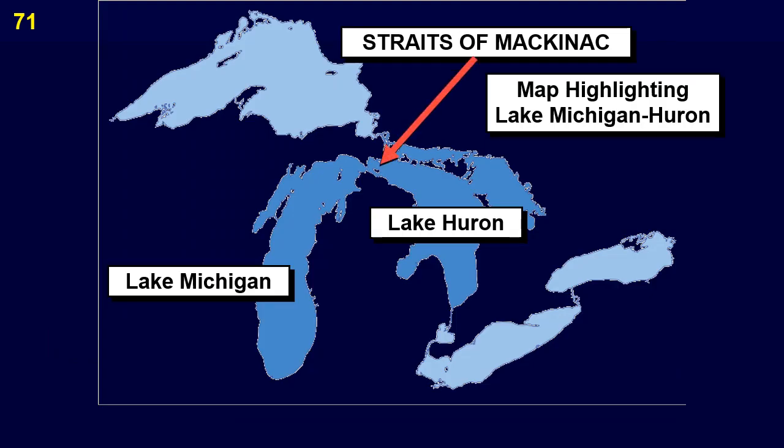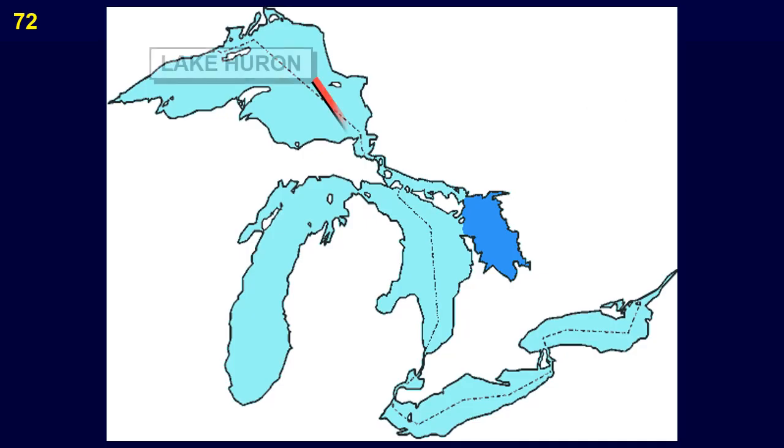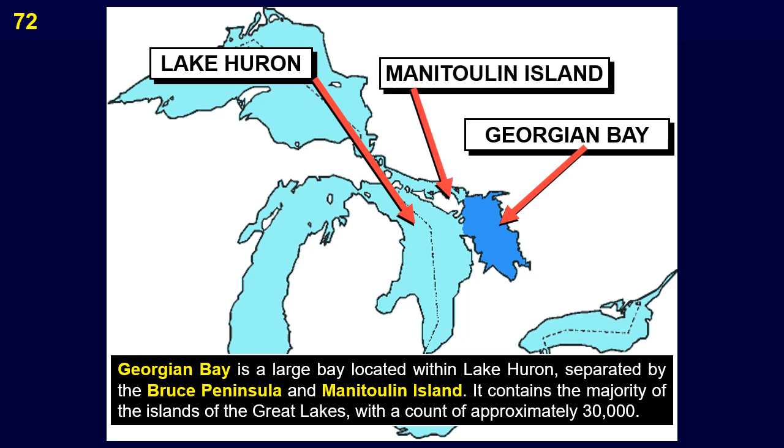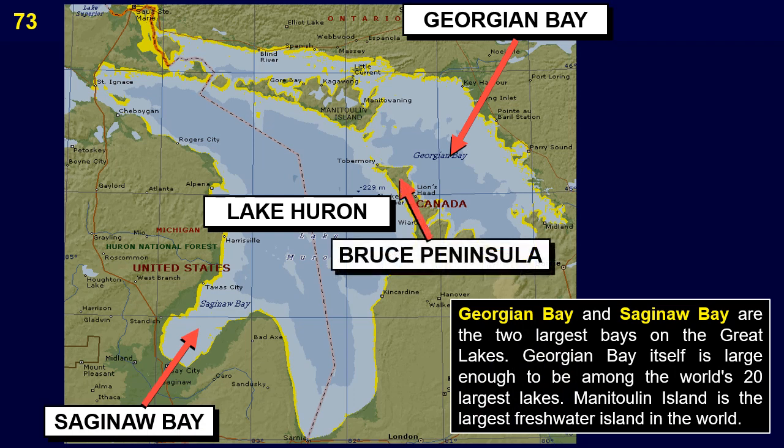Lake Huron is separated from Lake Michigan, which lies at the same level, by the narrow Straits of Mackinac, making them geologically and hydrologically the same body of water, sometimes called Lake Michigan-Huron. Georgian Bay is a large bay located within Lake Huron, separated by the Bruce Peninsula and Manitoulin Island. It contains the majority of the islands of the Great Lakes, with a count of approximately 30,000. Georgian Bay and Saginaw Bay are the two largest bays on the Great Lakes.